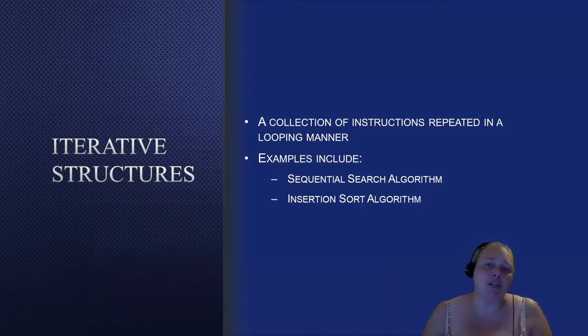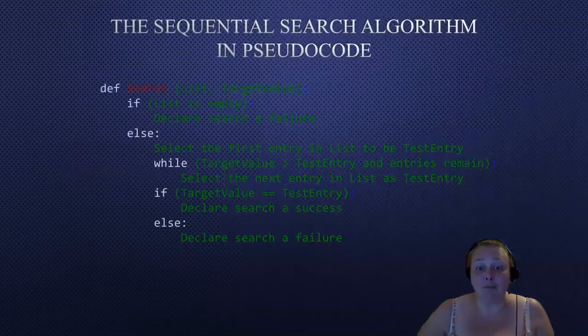Now, an iterative structure is going to be something that's repeated. It is also sometimes called a loop. Our examples are going to be some sorting algorithms, because you're going to look through a list many, many different times and sort it to see if you can find what you're looking for. But just think of it as any kind of step that you want repeated over and over again. That's what an iterative structure is.